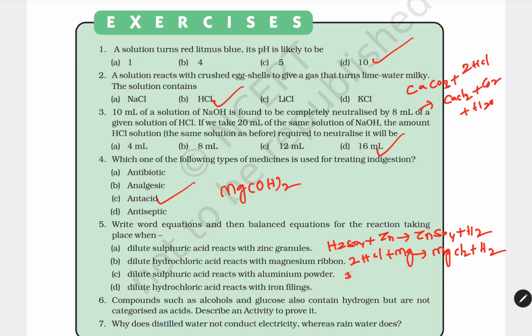So here, 3H2SO4 plus 2Al gives Al2(SO4)3 plus 3H2. Right.